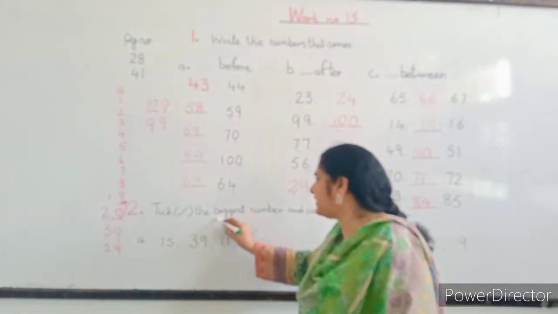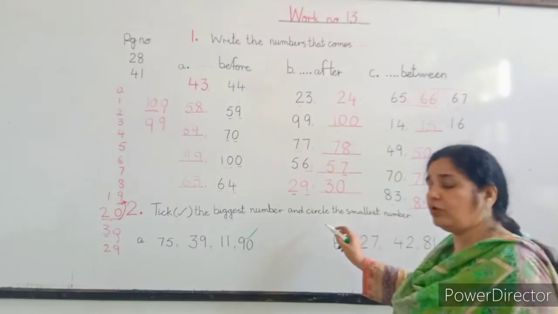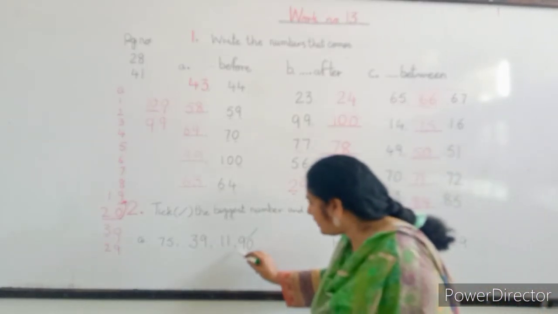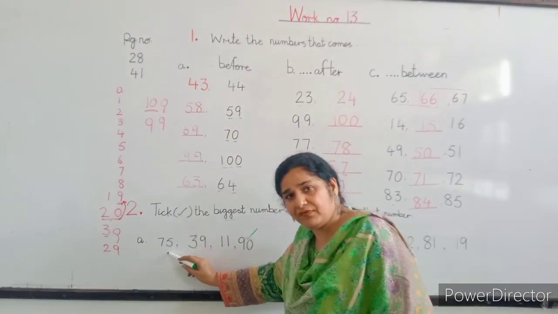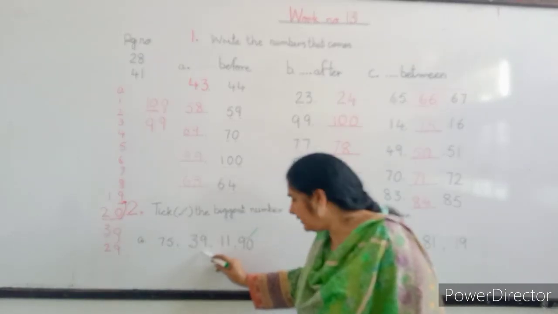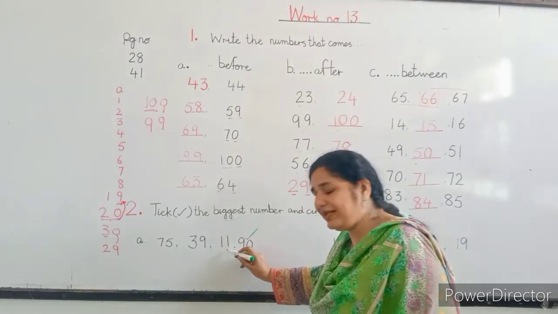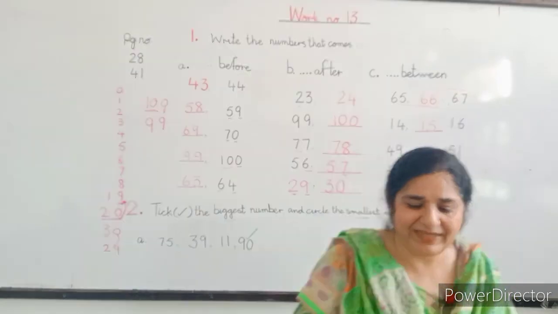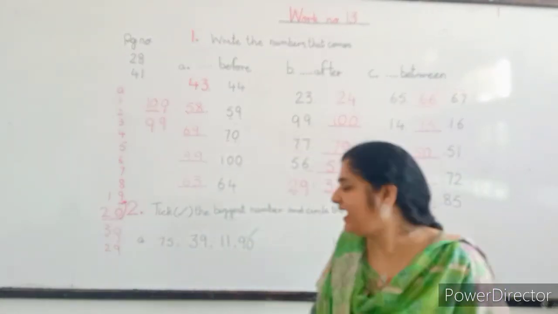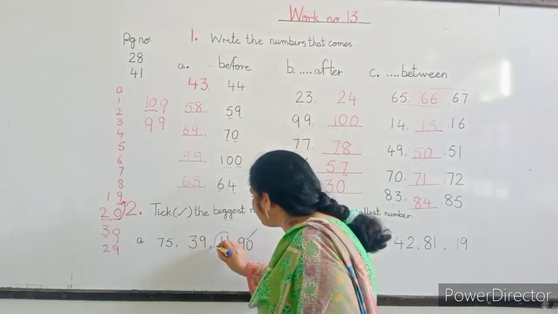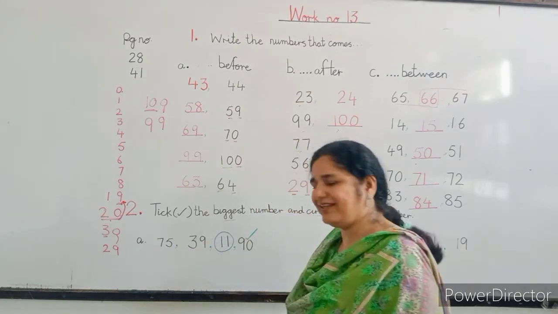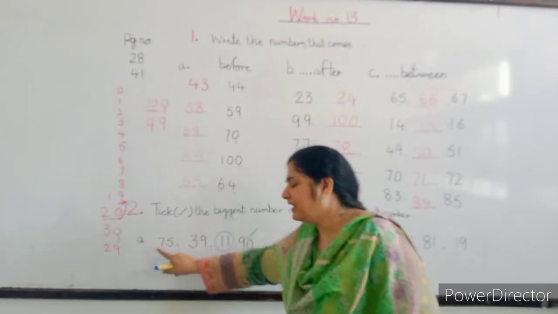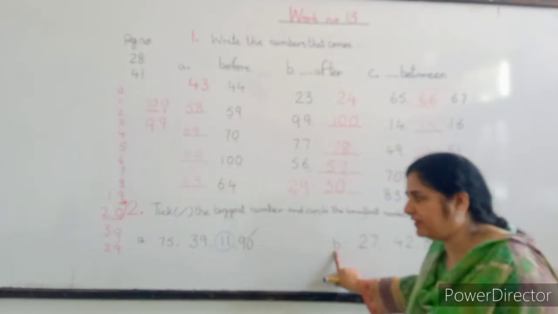Now we have done this thing. Tick the biggest number. Now the second part. Circle the smallest number. Which is the smallest number from all? 75? No. 39 and 11. Oh, 11. So what are we going to do? Okay, let's take another color and circle this number. Right? Good. This is A. Now we are going to do B part. Right?